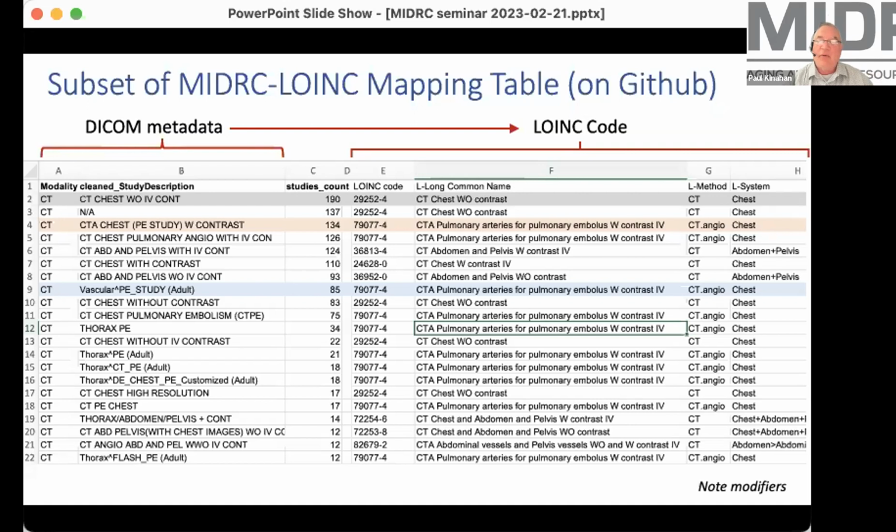You can see a couple modifiers there, if you can zoom in at all, but under the second-to-right column, under method, you can see CT.angio. So the angio is an allowable modifier to say that it's being used for angiography. Similarly, in the system, you can see we have chest, and we can have abdomen and pelvis, and there are other variations to indicate a specific area of interest.